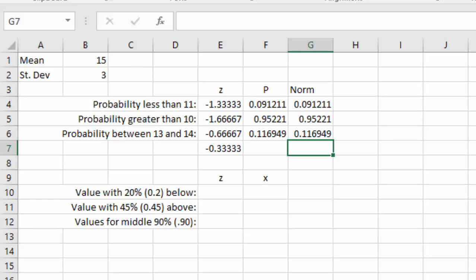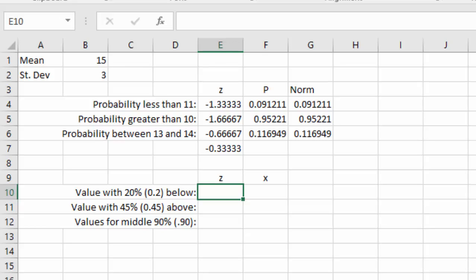Now in the very last section, or the next section, you're going to work backwards, where we know what the probability is, and we want to find out what x values are going to give us those probabilities. So for example, if I want to know what value has 20% of the data below it, in other words, what z-value will give me an answer of 0.2. This is going backwards, where we want the actual z-value. We call that the inverse.